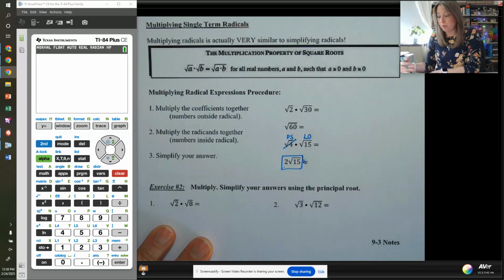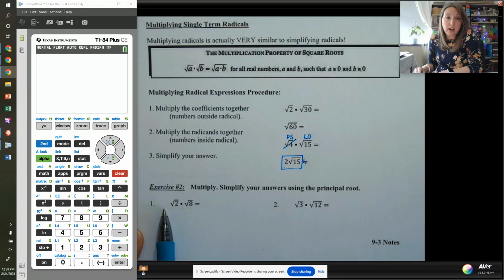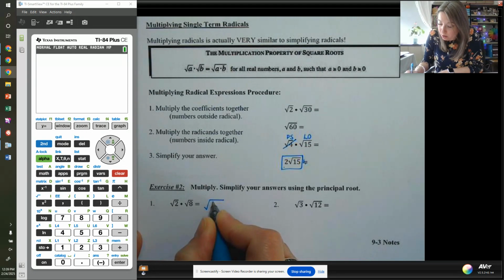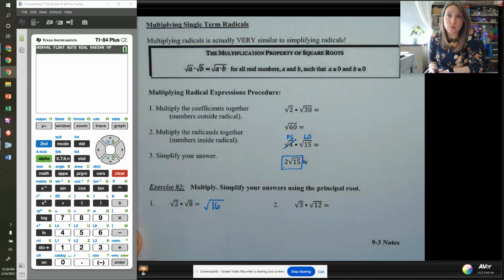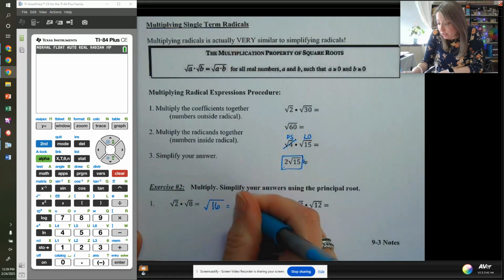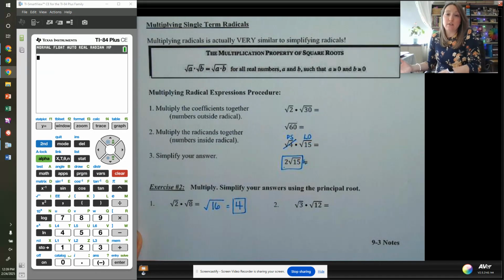So let's look at a couple of exercises where what we're doing here is not just multiplying the radicals together, but also making sure that our answers are in simplest radical form. So in exercise 2, number 1, I've got radical 2 times radical 8. Now, neither of those are perfect squares. But when I multiply the two numbers together under the radical, I get 2 times 8 is 16. Well, is 16 a perfect square? Yes. What's the square root of 16? It's 4. So this answer doesn't have a radical remaining.